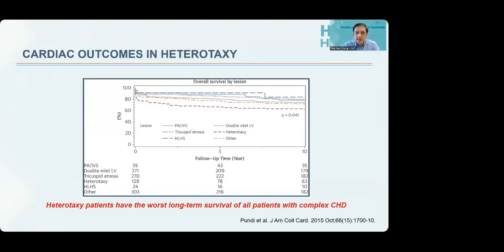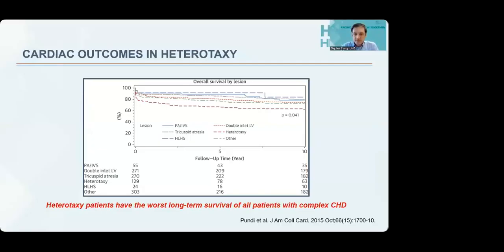This particular Kaplan-Meier curve compared 10-year survival in patients with single ventricle heart disease at the Mayo Clinic over 5 decades. Heterotaxy is shown in dark red, and other forms of complex congenital heart disease are shown in other colors. They found an overall 10-year survival rate of 78 to 85% in patients without heterotaxy, but in patients with heterotaxy, survival was closer to 65%. But why do patients with heterotaxy do so much worse?